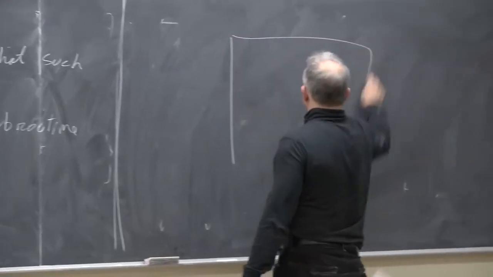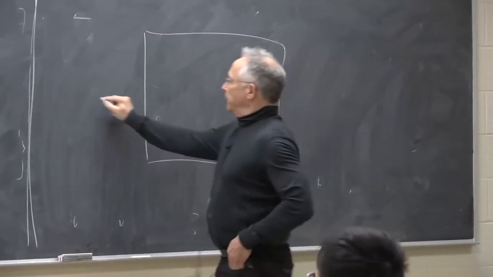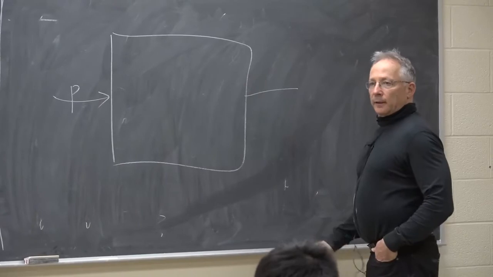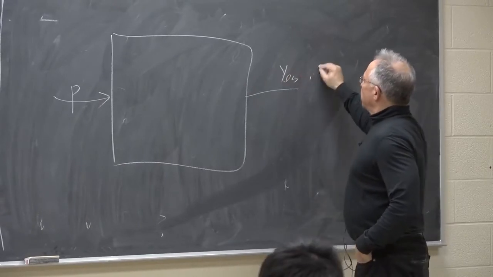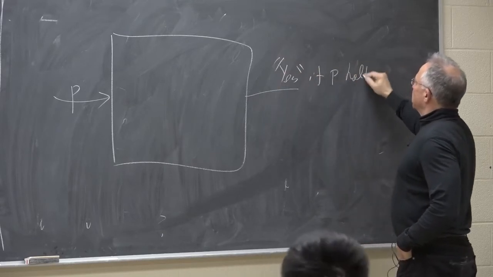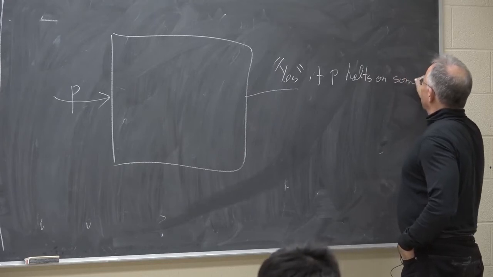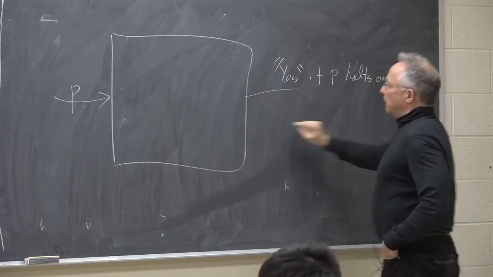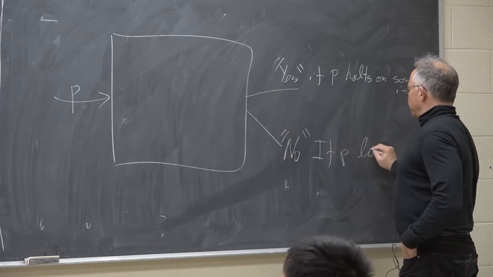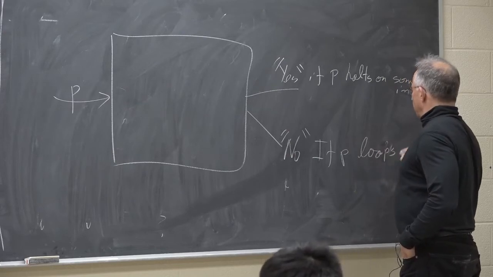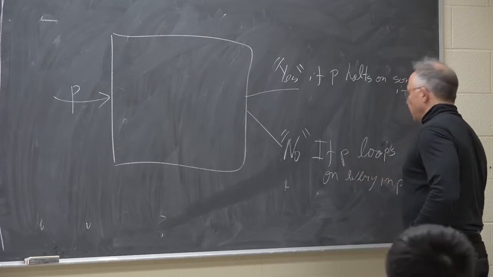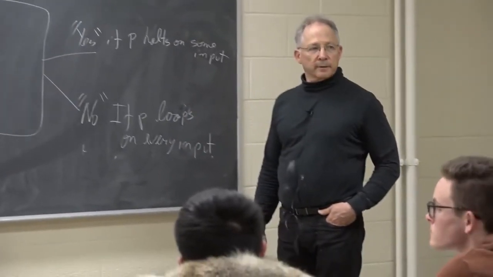So the idea here is like this. I want something where I input a program here. You will give me a program P. And here as the output, you will say yes if P halts on some input, and it will say no if P loops on every input. And we want to show that no such program exists.